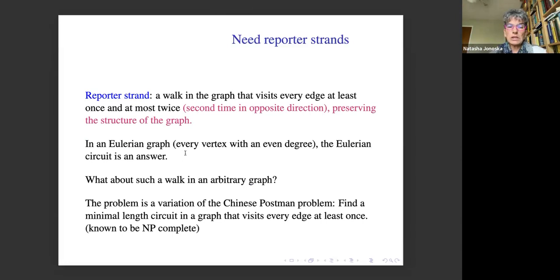In an Eulerian graph, where every vertex has an even degree, an Eulerian circuit can be an answer. So the question was, can this be done in an arbitrary graph? And the problem turns out to be a variation of the Chinese postman problem, which is known to be NP-complete.